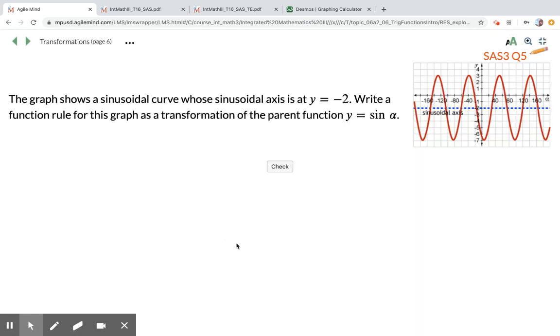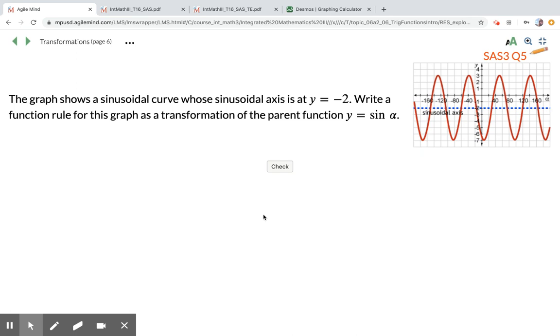Question number 5, which is right below question number 4, just down the bottom of the page there. Here we go. This graph shows us a lovely sinusoidal curve, but check out where your sinusoidal axis is. They drew it in for you, which was very nice. They said that your sinusoidal axis is actually at y equals -2.